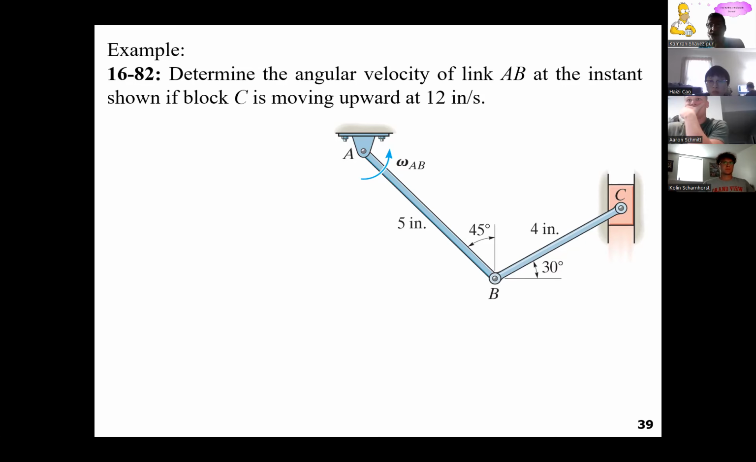Aaron, what kind of motion does B have? Vertical. We don't say vertical in terms of translation, rotation, general motion. Translation. B has translation. Look at one more time. B is a part of link AB.